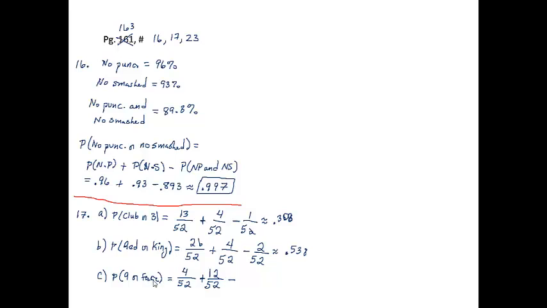Minus, now we need the overlap. How many face cards are 9s? Well, if you were listening, we just said that jack, queen, and king are the face cards. Therefore, there are no face cards that are 9, so we're just subtracting out 0. And then we can go ahead and use our calculators and we can approximate this. And we get 0.308.